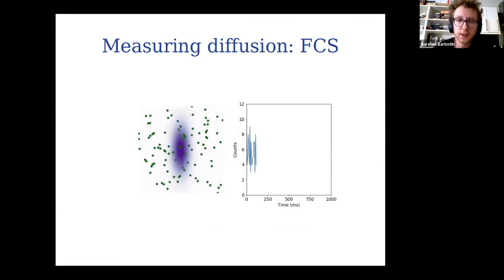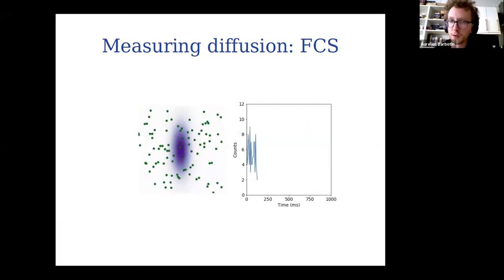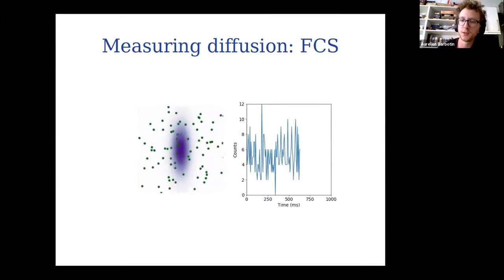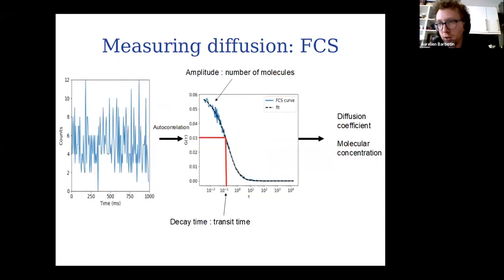What happens effectively is molecules randomly move in and out of this observation volume. When they go in, they start emitting fluorescence, and when they go out, they stop. As a result, we get an intensity time trace on the right that contains information about the underlying dynamics. To access this information, we use what's called the autocorrelation function, which is pictured here in the center. From this autocorrelation function, we can essentially get two pieces of information. From the characteristic decay time, we can measure the transit time of molecules in the observation volume. And from the amplitude, we can measure the number of molecules. From this information, and knowing the characteristics of the observation volume, we can calculate diffusion coefficients and molecular concentrations.